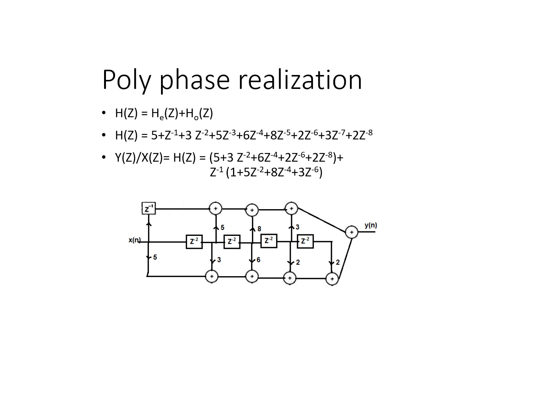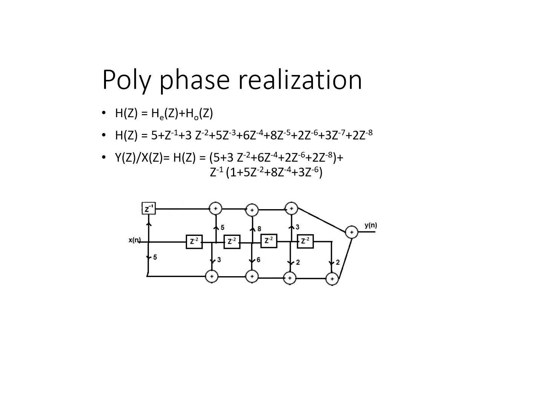So here, for example, we can take this transfer function h of z is equal to 5 plus z inverse plus 3 z power minus 2 plus 5 z power minus 3 plus 6 z power minus 4 plus 8 z power minus 5 plus 2 z power minus 6 plus 3 z power minus 7 plus 2 z power minus 8. So in this transfer function polynomial, we can take even powers of z separately and odd powers of z separately.